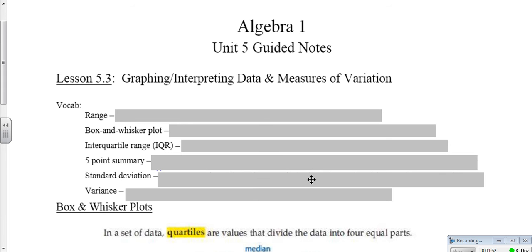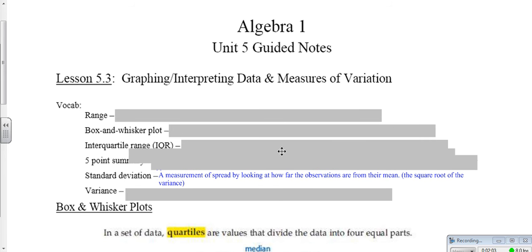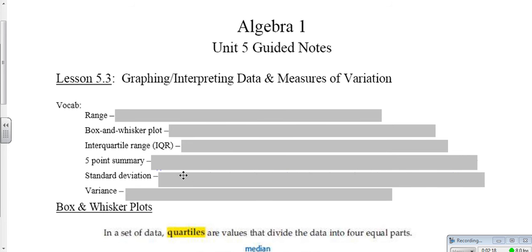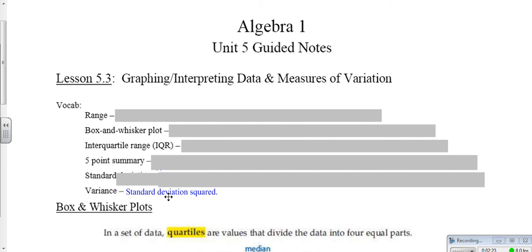Standard deviation and variance are also a measure of spread. They use complicated formulas. We're going to use our calculators for this as often as we can, but it does measure the spread by looking at how far the observations are from the mean. So in other words, how far does the data spread out from the average, or the mean? Your calculators will give you standard deviation, but they do not give you variance. But variance is just the standard deviation squared.